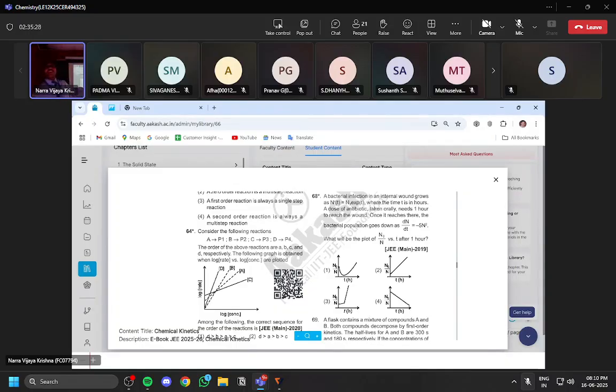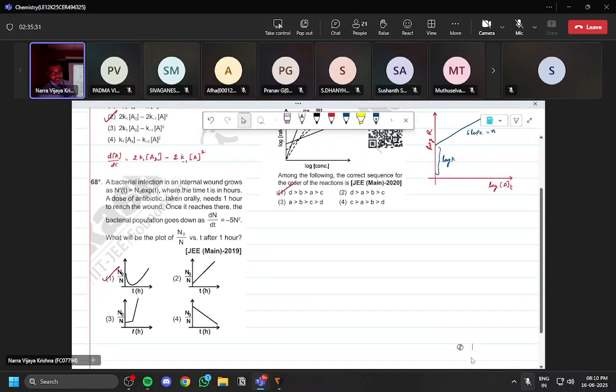Are you able to understand what they are asking? They're asking the graph after 1 hour, meaning after this point only. After that point, what happened? It increases. So therefore, the answer became 2. If they had not given this after 1 hour term, the N0 by N versus t graph is the first graph. The N0 by N versus t after 1 hour graph is the second graph. Is it clear? Any questions?